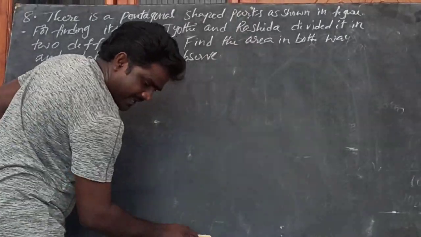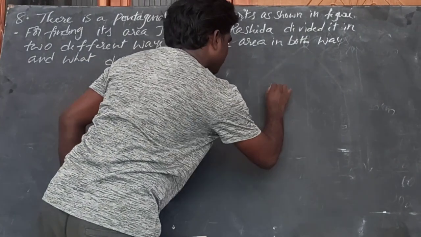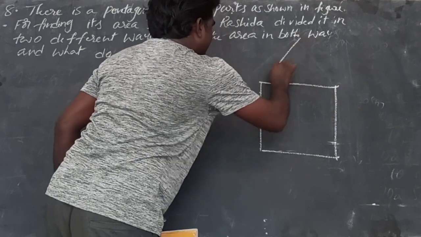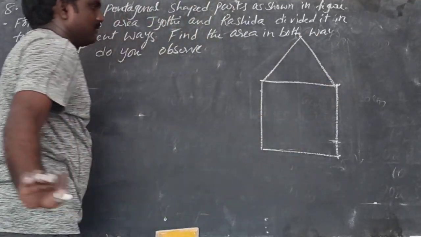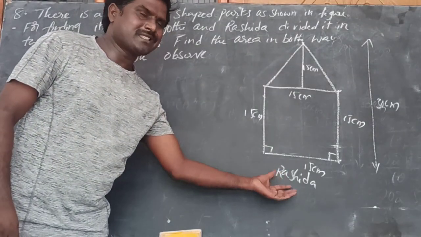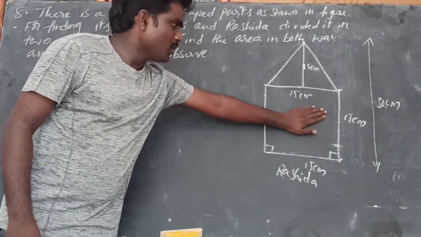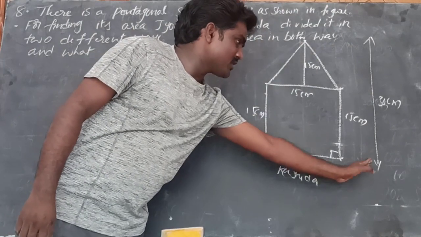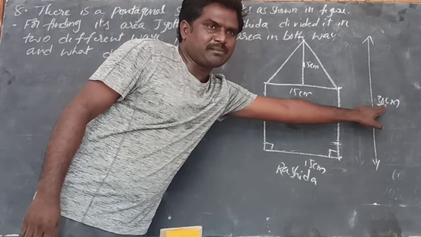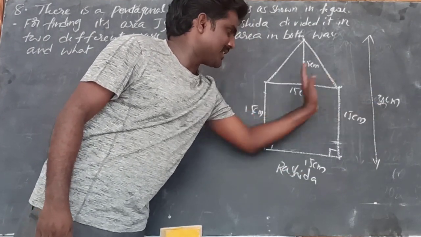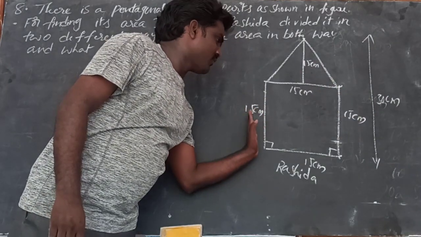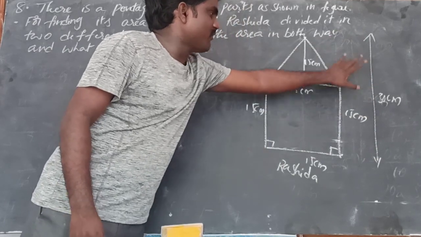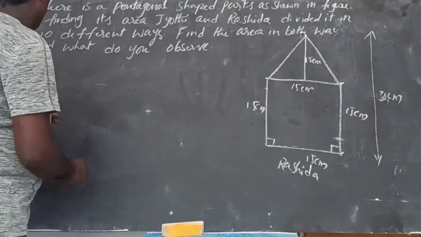Okay, next, the area of ABCDE in Rasida's way. Rasida's diagram is like this: a square and a triangle. Rasida divides the total diagram into one square and one triangle. The total length of the diagram is 30, the height is 30. In this 30 centimeters, 15 is one part, so what is the remaining height? 15.